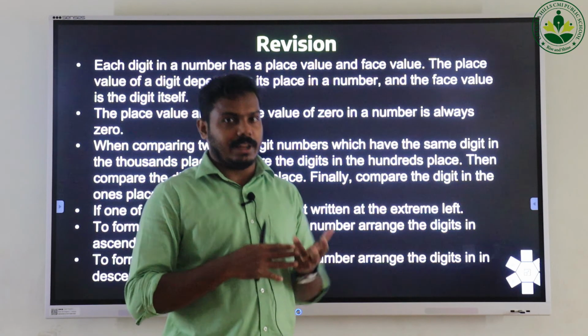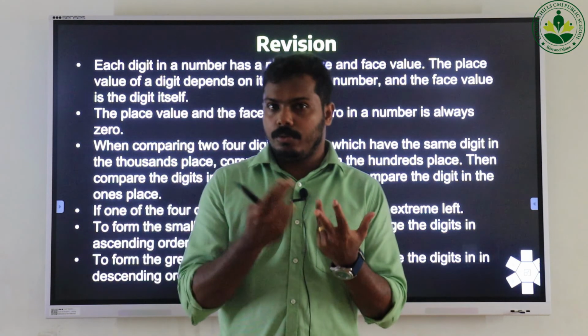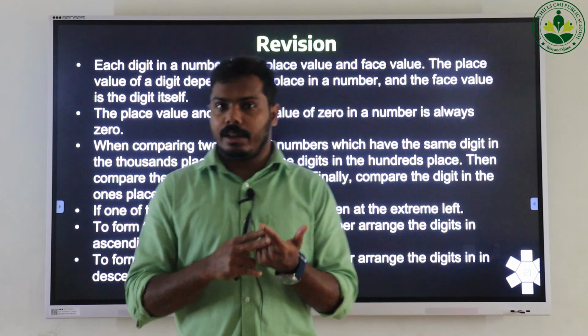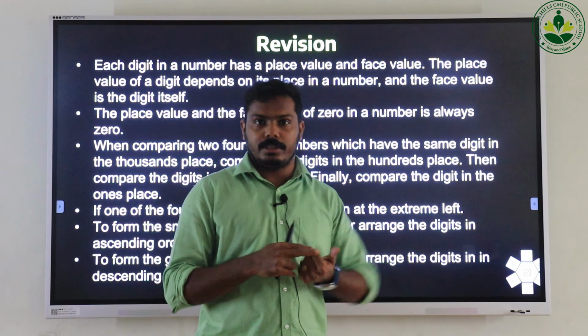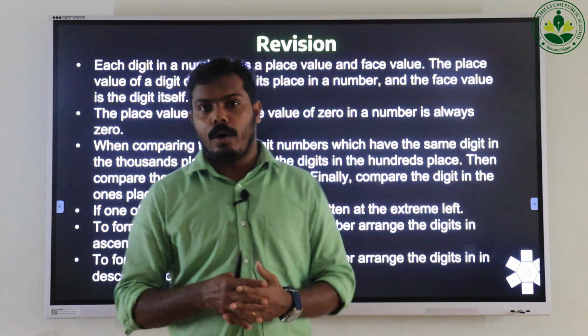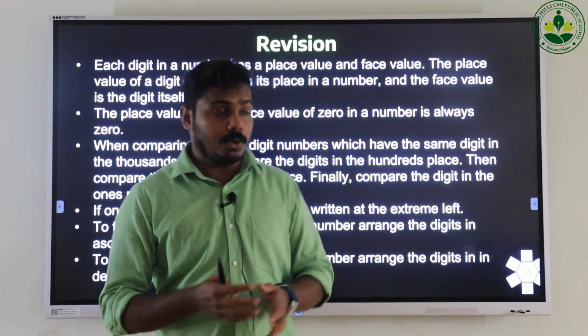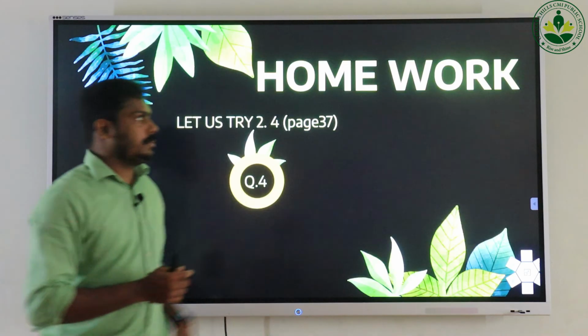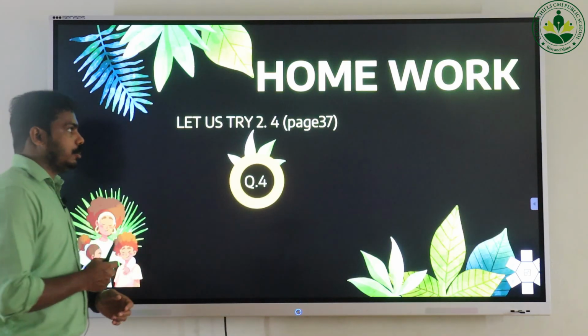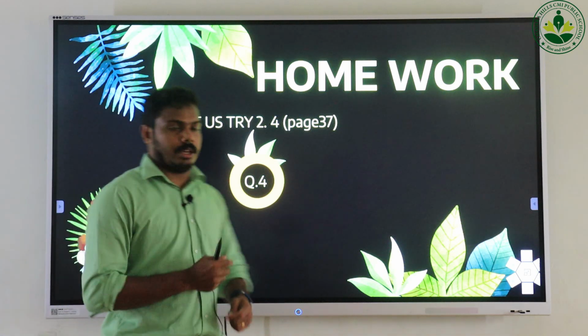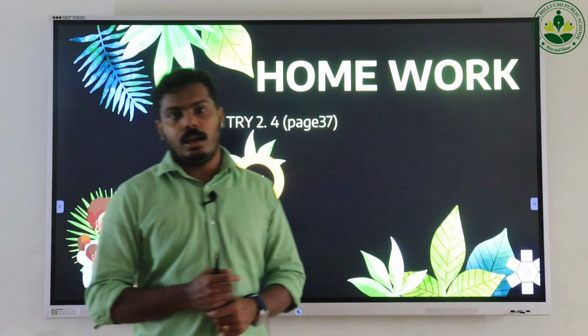So in this chapter we learned face value, comparing numbers, ordering numbers, and how to round off numbers to the nearest tens. Homework question, let us try 2.4, page number 34, question number 4 is the homework.